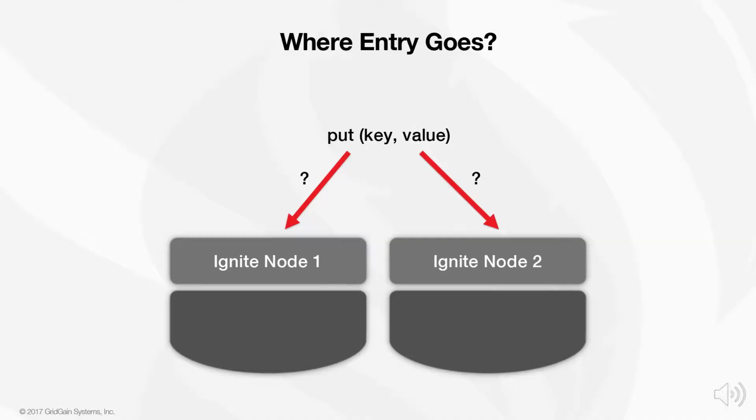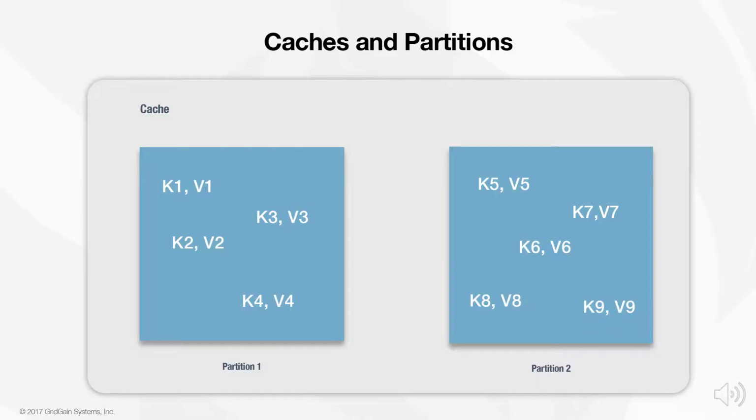So let's answer this question. Whenever we do some operation on the cache, for example a put, providing a key-value pair, data is distributed. This entry will actually be stored on one of the nodes, node 1 or node 2. So the system has to choose which node to use for this entry, so that we can choose the node where to send requests to. In Apache Ignite, we do this in the following way.